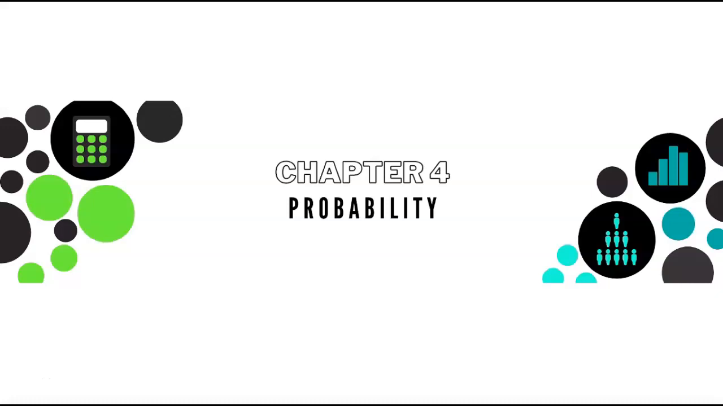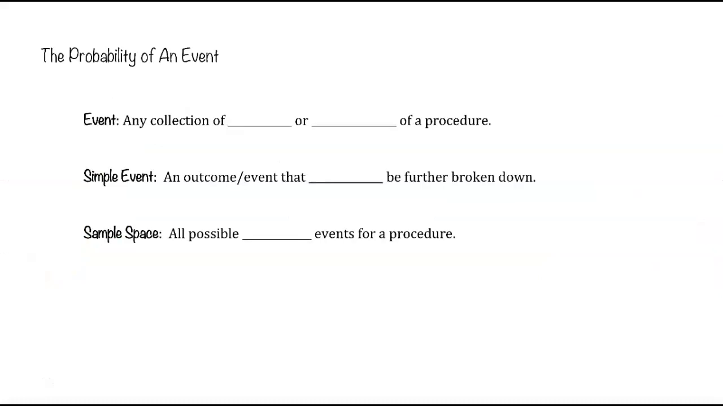In Chapter 4, we start the conversation of probability, and in this lecture video, we'll be going over some of the basics. We first want to be able to calculate the probability of an event, and in order to do that, we need to go over a few definitions. An event is any collection of results or outcomes of a procedure.